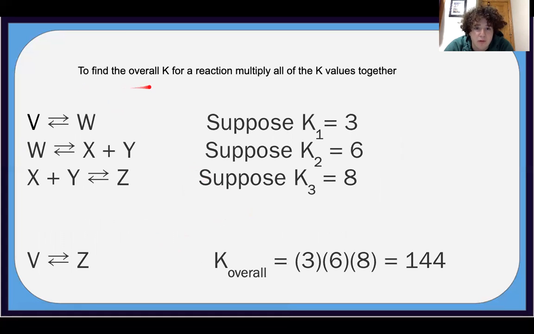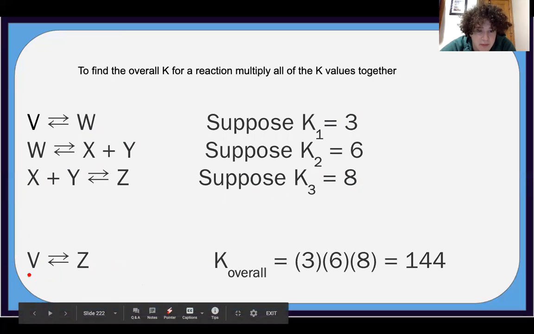Also note that to find the overall K for a reaction, multiply all the K values together. So let's look at it. We have V to W, and let's just say that K value is 3. Then we have W to X plus Y, and let's say that K value is 6. Finally, we have X plus Y to Z, and let's say that K value is 8. So to find the K value from V to Z, we have to multiply all the K values. So the overall K value from V to Z is 144, which is relatively product heavy.